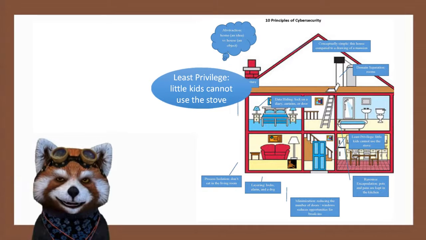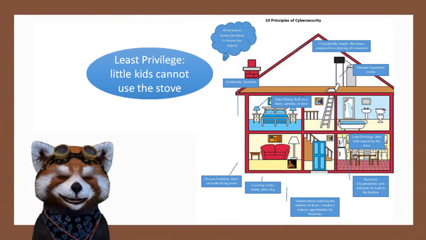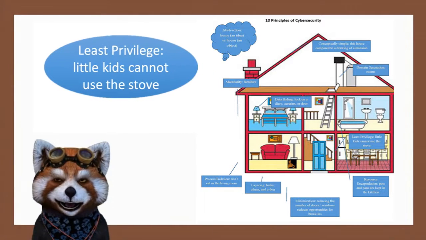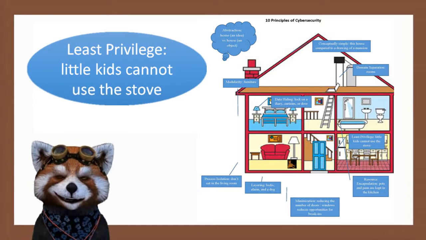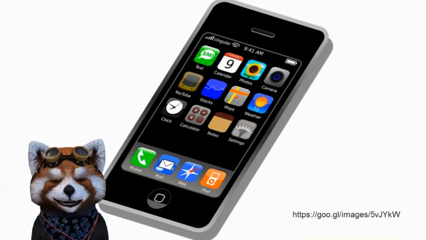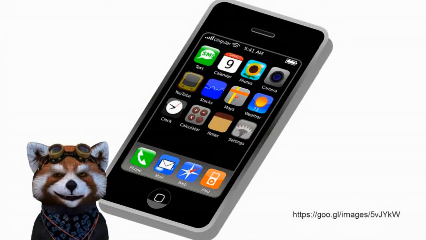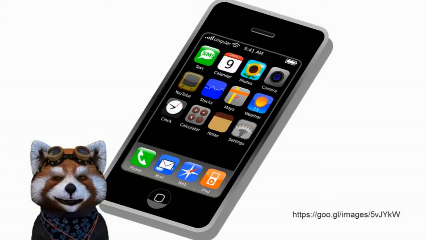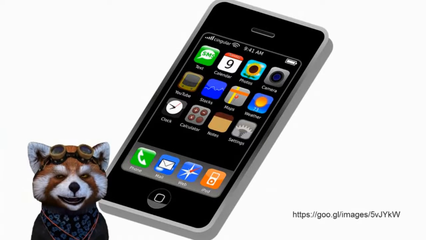Today's cybersecurity concept is least privilege. Just because you all live in the same house doesn't mean you can all use the stove, right? You would not want a 2-year-old to use the stove. You don't want a little kid to get hurt, and you don't want to burn your house down. It works the same way for your technology. You might let someone use your cell phone to make a call, but you would not let them add to your Instagram.